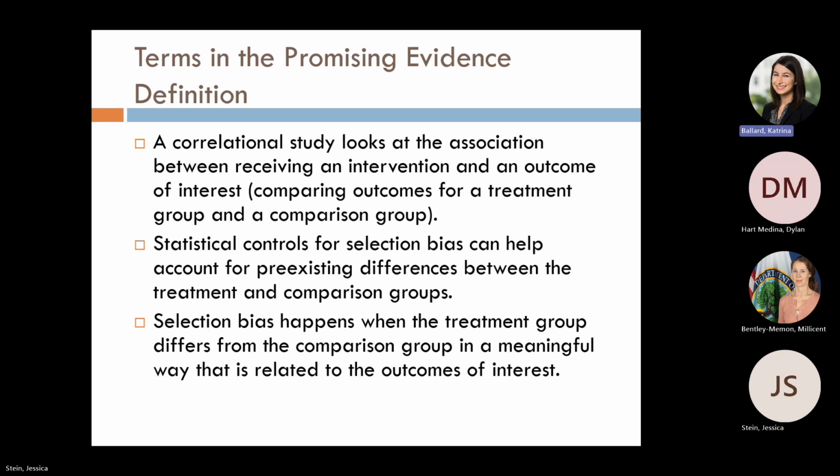Statistical controls for selection bias are the methods researchers use to compare subjects, such as students, who are similar, except one group, the treatment group, received the intervention, and another group, the comparison group, did not. The risk of selection bias is a concern because if the groups being compared aren't similar, then the differences between the groups might not be due to the intervention, but due to something else.